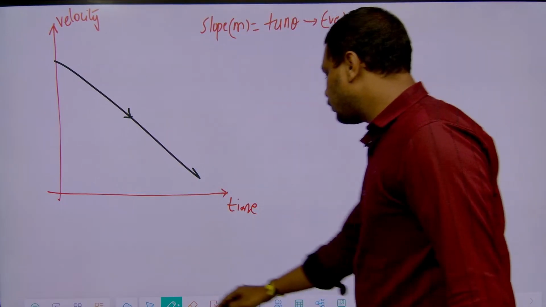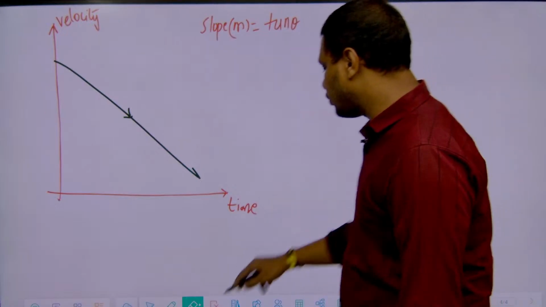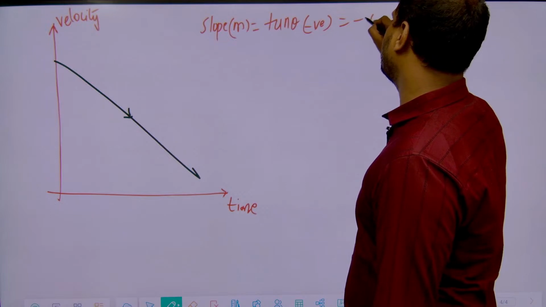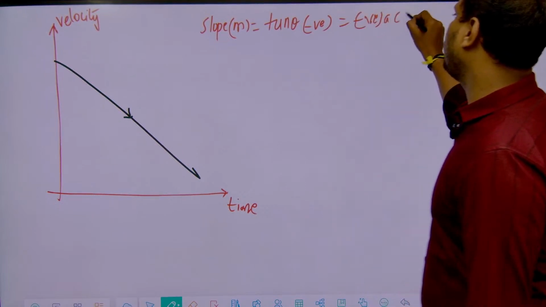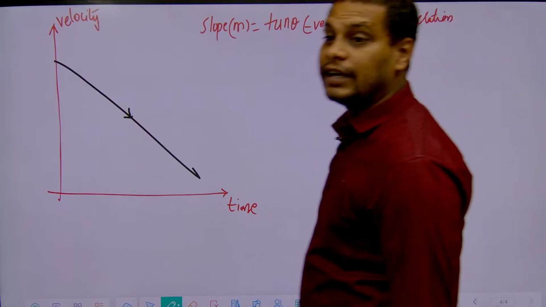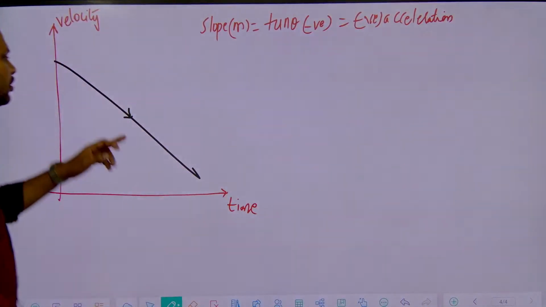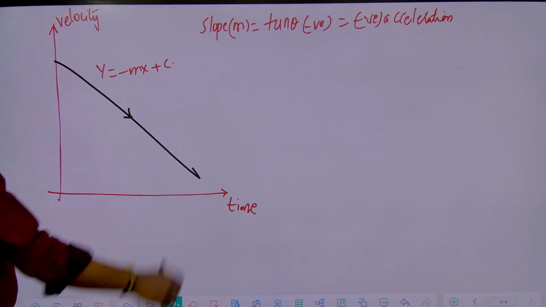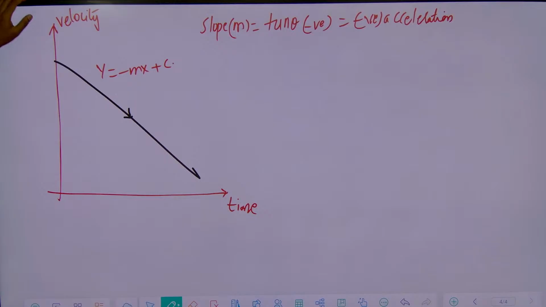Which is taken as negative. Tan theta is negative. So then you will get negative acceleration. Negative acceleration means that is also called deceleration. Why? Because you know this is the equation y is equal to minus mx plus c. Do you remember that? This straight line is the graph of y is equal to minus mx plus c.